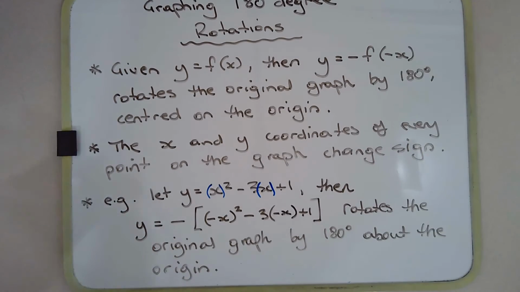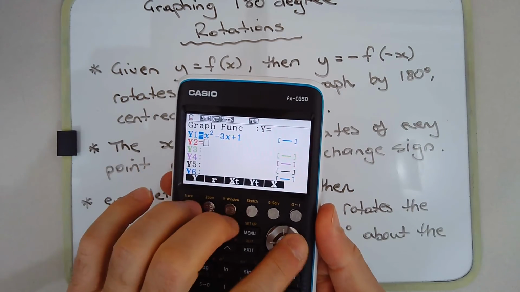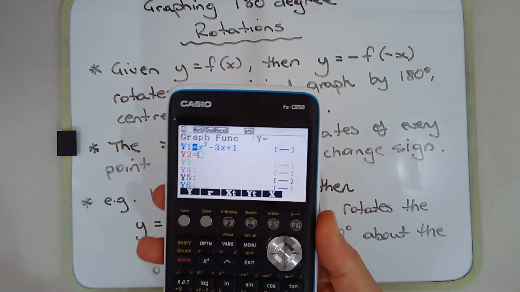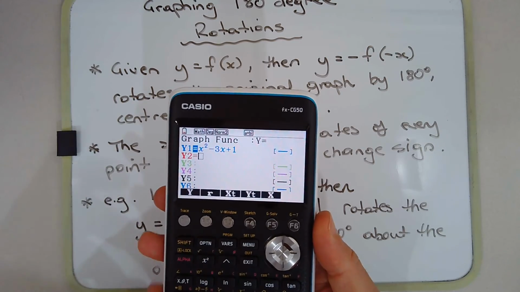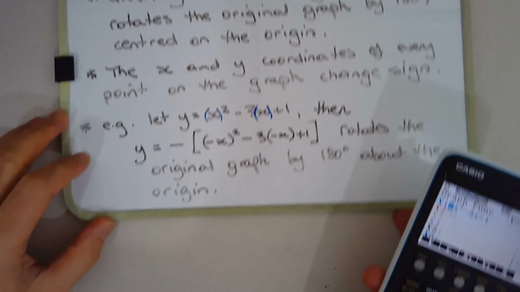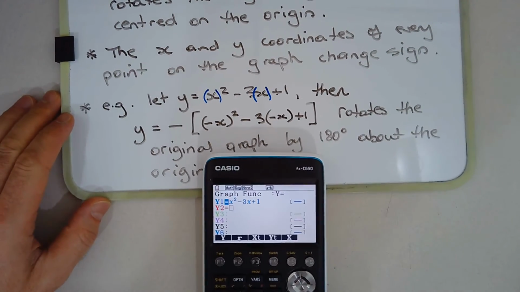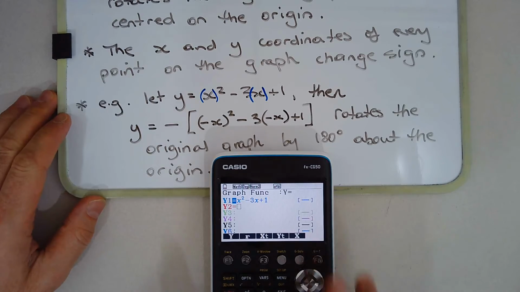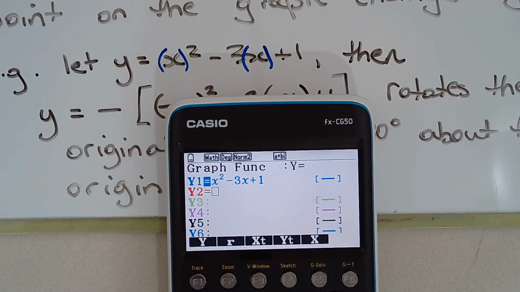Okay, so let's have a look at this example on the graphing calculator. All right, so hopefully this will work. I've already entered in the original function there, so that's x squared minus 3x plus 1. Let's create a bit more space and zoom in on the screen. What we're going to do is type in the reflections in both the x and the y-axis.